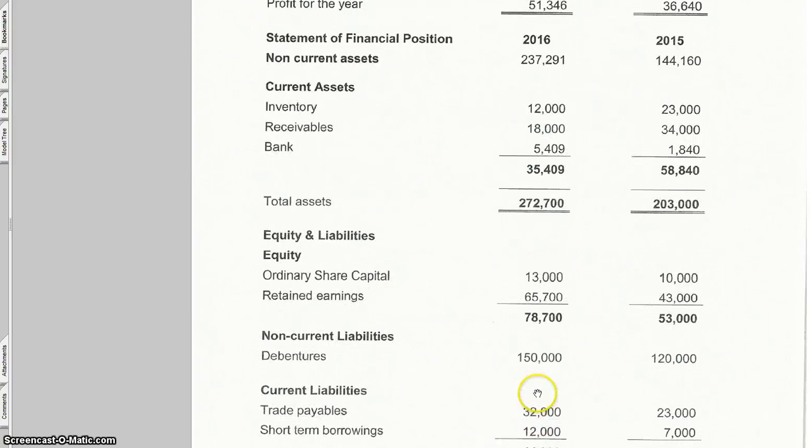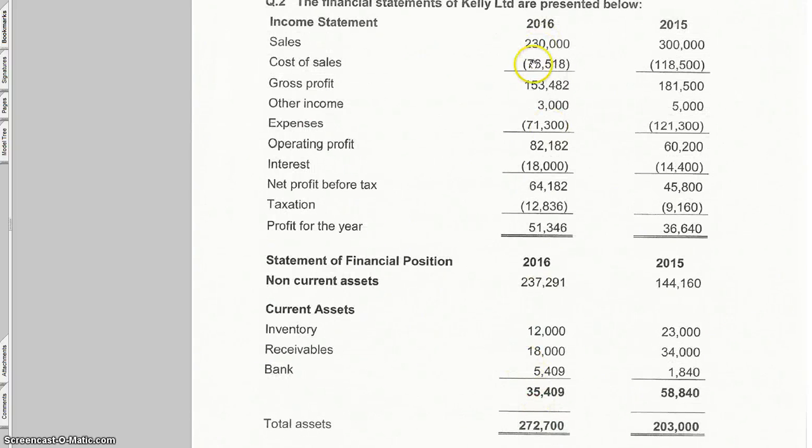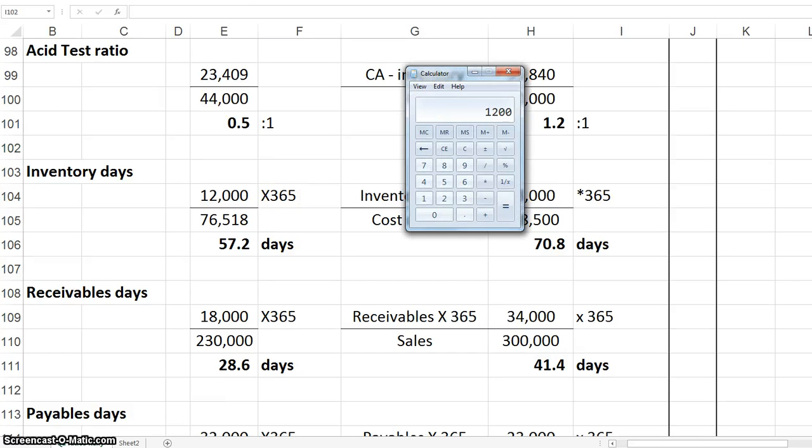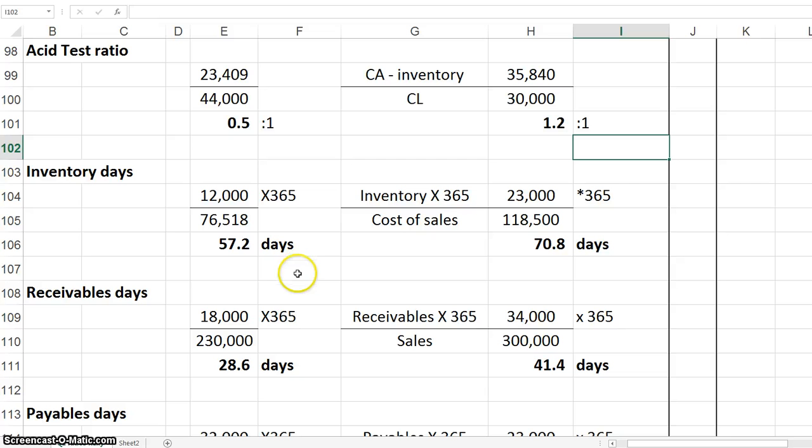Payables is 12,000. Cost of sales was 76,518. 12,000 multiplied by 365 and divided by 76,518 gives 57.24 there, so 57.2. So you can just round it down to one decimal place in all of these if you wish, or you can go to two decimal places.